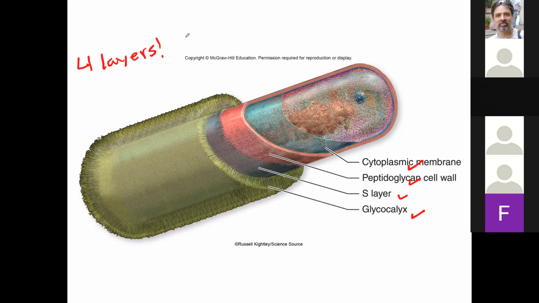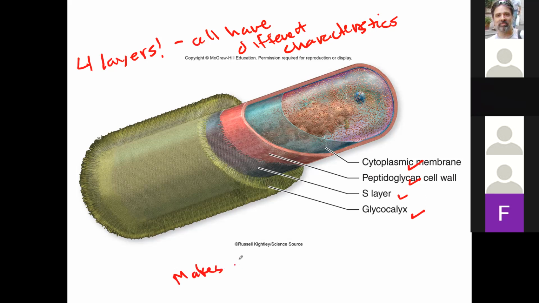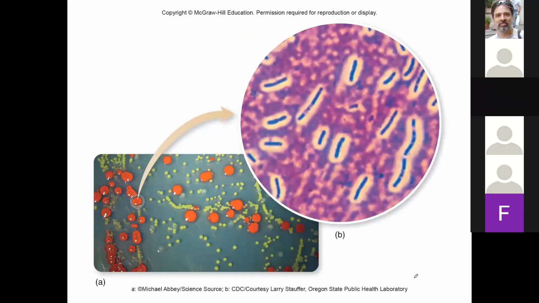All have different characteristics. And what does that mean? Makes it more difficult, makes it tough for drugs to penetrate, or for immunity to work, right? Guards the cell, right?